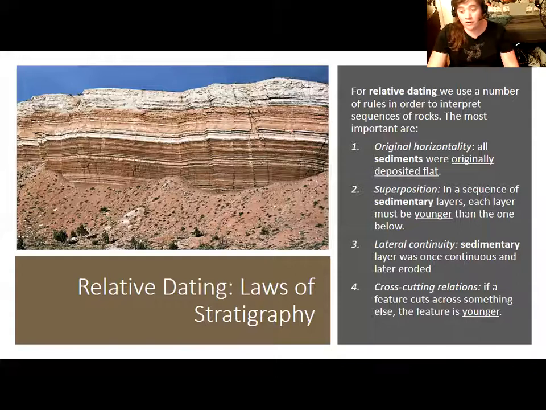Another one is lateral continuity, and that means that the sedimentary layers were once continuous, and that if there are any gaps between them, that was eroded later. What I mean by that is, if you have something like the Grand Canyon, which is a fantastic example, because on either side of the Grand Canyon, you can see the same stripy sequence of rocks. Even if you don't know what all the rocks are, you can recognize that. And those rocks were all originally, each one was a single continuous layer.